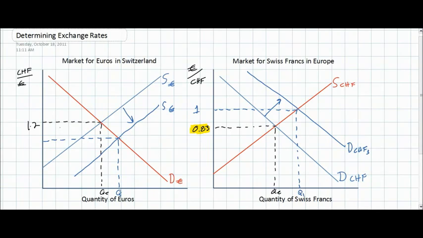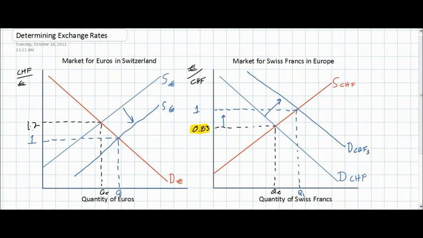So let's assume that the increase in the demand for francs causes the franc to appreciate from 0.83 euros to 1 euro. This would correspond with clearly a depreciation in the market for euros from 1.2 francs per euro to 1 franc per euro. So now we've seen that any time the demand for a particular currency changes, the supply of the other currency will change in the same direction.